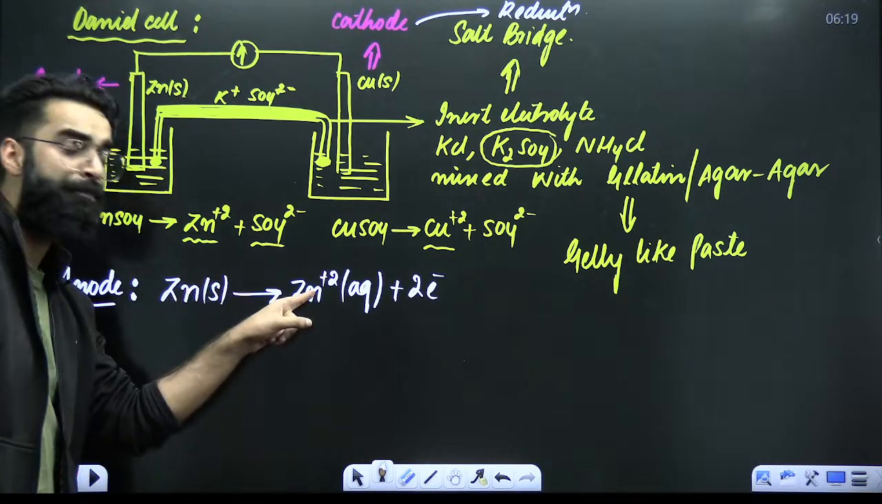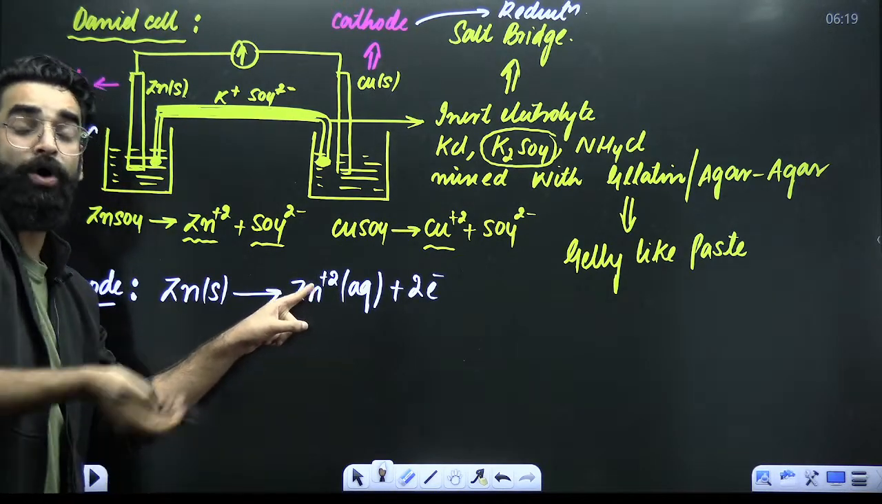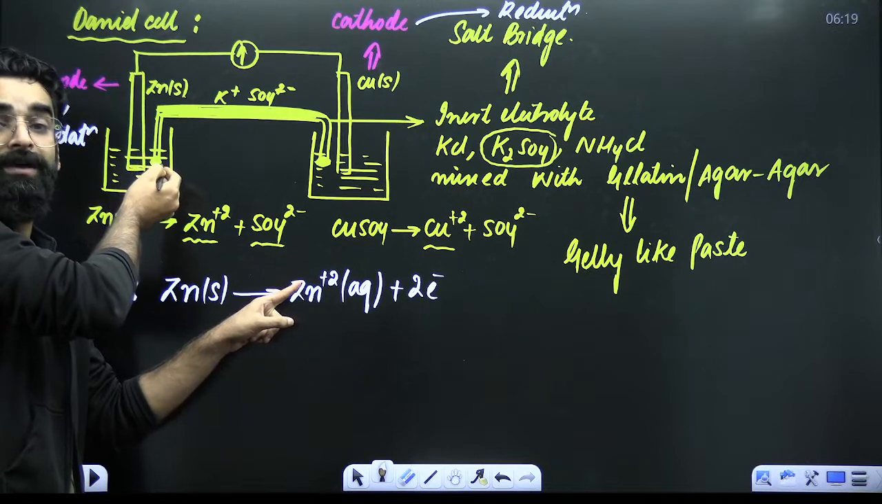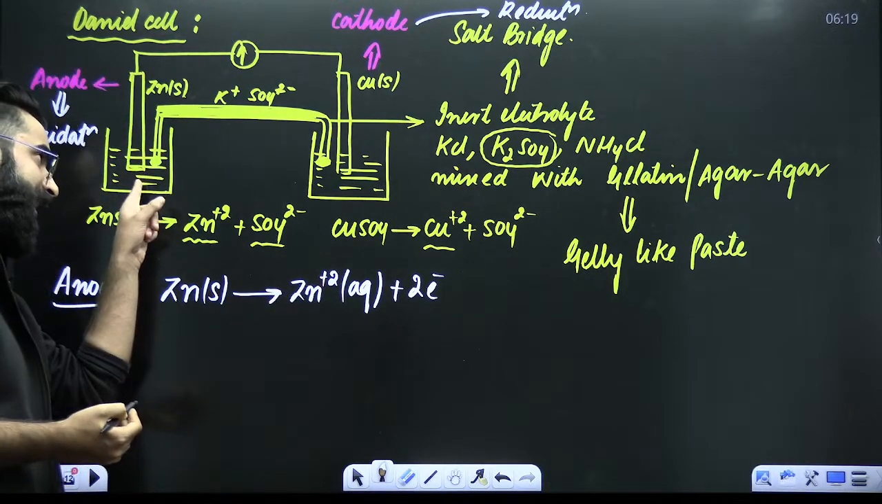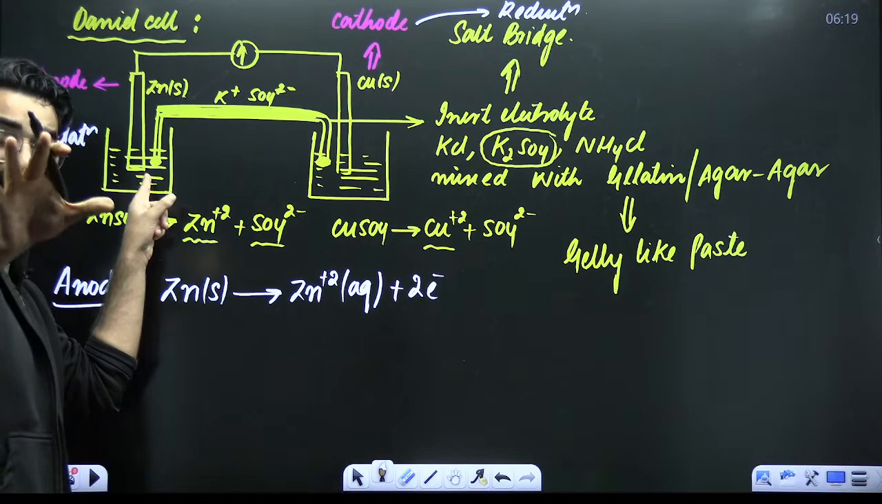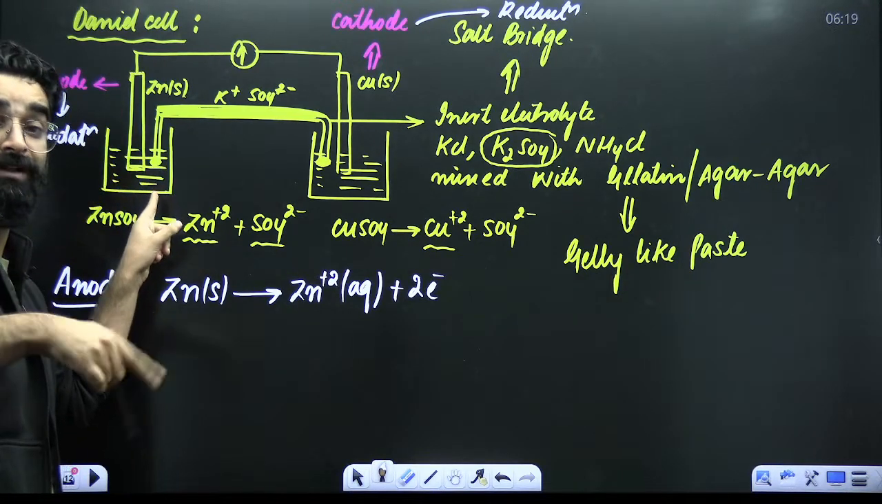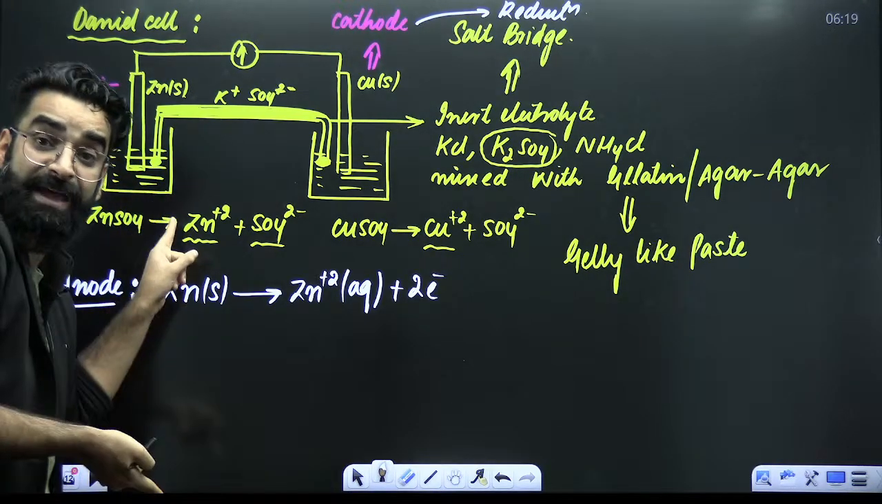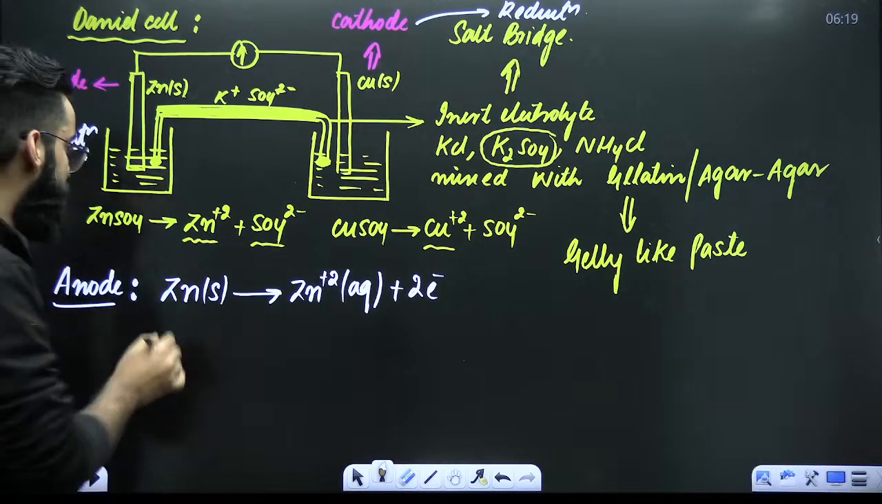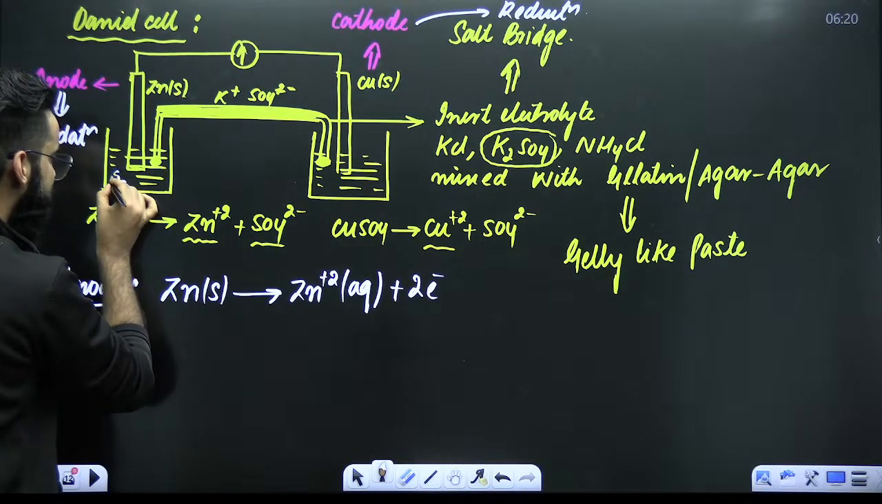Now the zinc dipositive which we got by the oxidation of the zinc atom of the rod is going to enter into the solution. The solution initially was electrically neutral. Now I would say an extra zinc dipositive is going into the left container, due to which the left container carries the positive charge now.